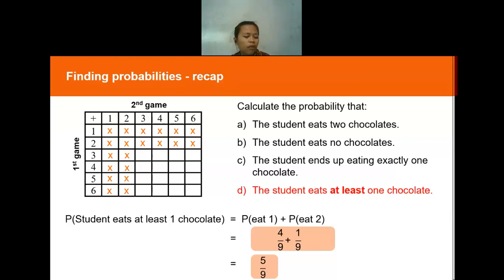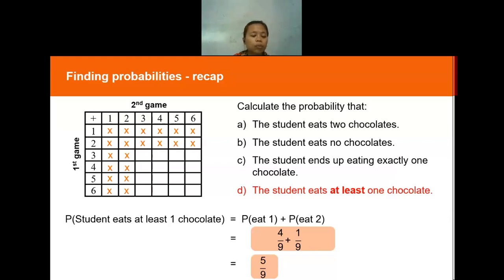Is there anyone having any difficulties or getting confused? We already have the probability of eating one chocolate at question C, and also eating two chocolates at question A. So we can just add them to become 5 per 9. Is there anyone having any question? I think no. If no one has any question, I think it's already time's up.